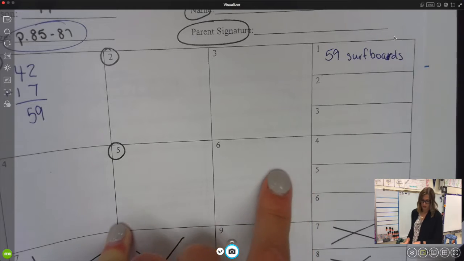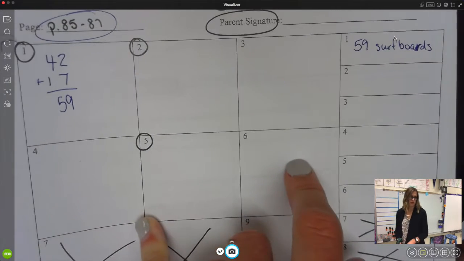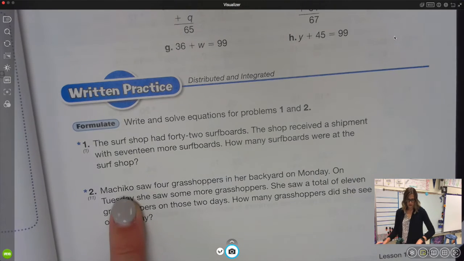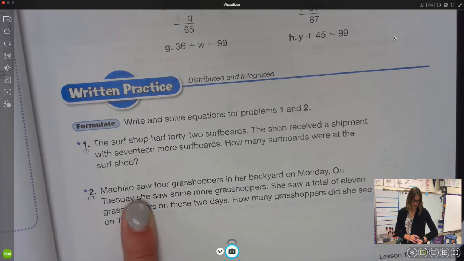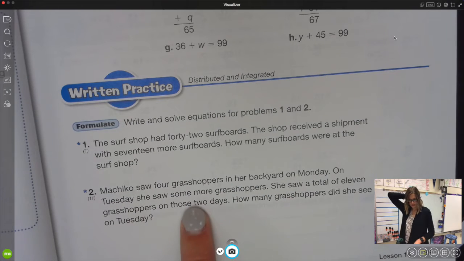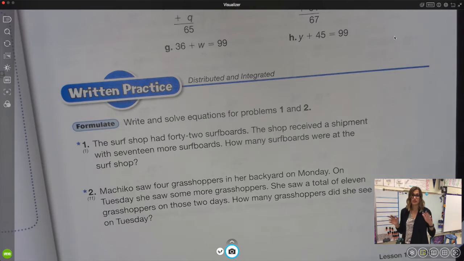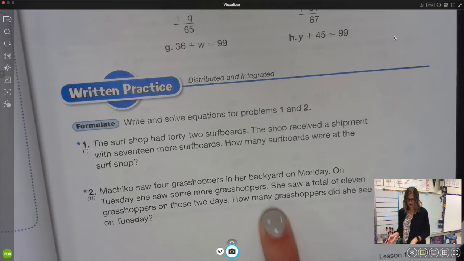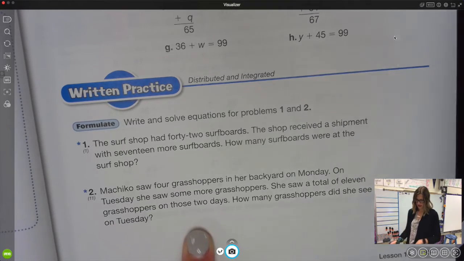All right, number 2. Pause video if you're not done with this one. Machiko saw 4 grasshoppers in her backyard on Monday. On Tuesday, she saw some more grasshoppers. Does it tell us how many? No, it just says there were some more. She saw a total of 11 grasshoppers on those 2 days. How many grasshoppers did she see on Tuesday?